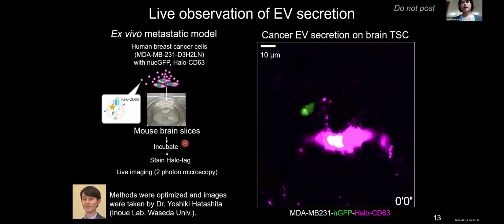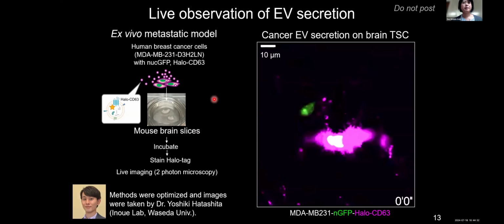To observe the cancer cells secreting EVs and transferring them to the non-cancer cells under more physiological conditions, and especially because I focus on the metastatic conditions, I first established the ex vivo breast cancer metastatic models. This time I have optimized the lung metastatic models and brain metastatic models. Here are the brain metastasis model results.